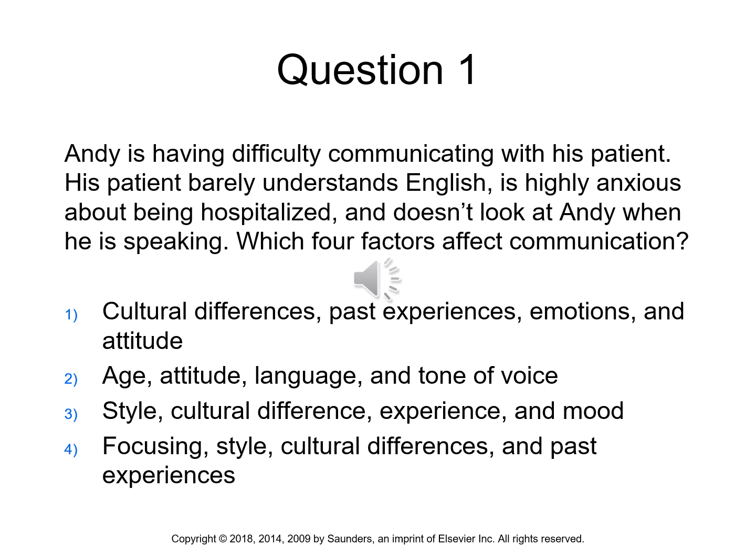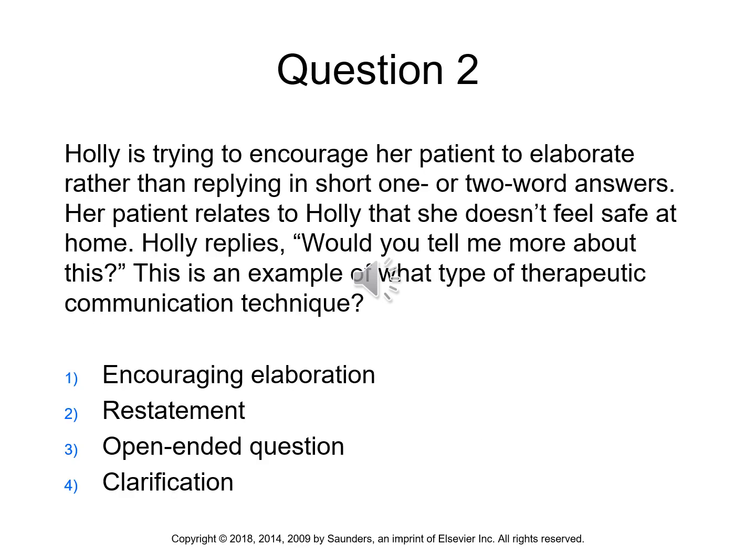So your answer is one. Cultural differences, past experiences, emotions, and attitude. There are four factors that affect communication. They are cultural differences, past experiences, their attitudes, emotions, and moods. Style and focusing are a type of communication style. Age might be considered a past experience, but not a category by itself. And tone of voice is considered a characteristic of a mood, not a category.